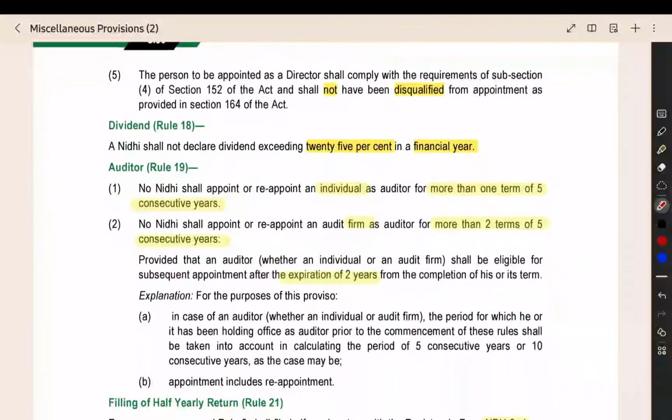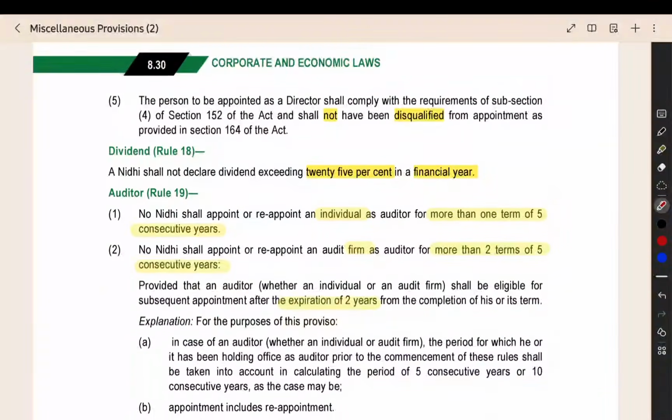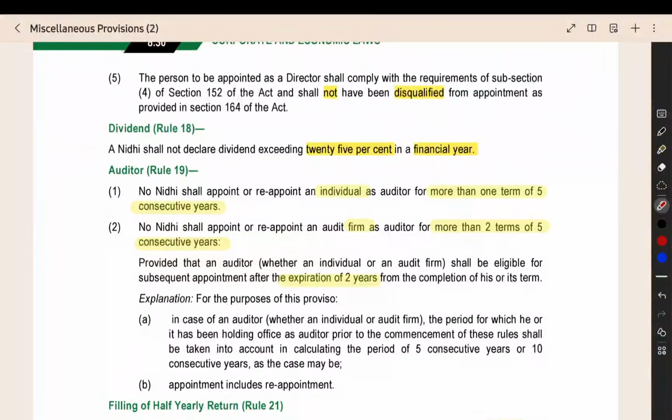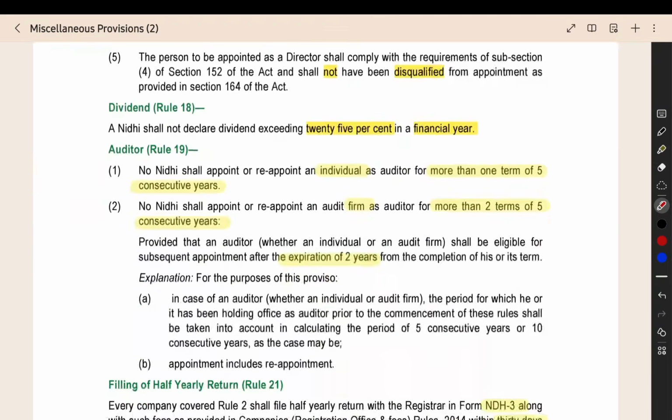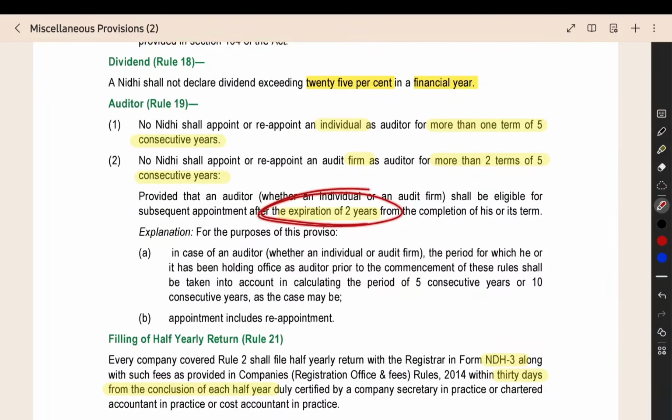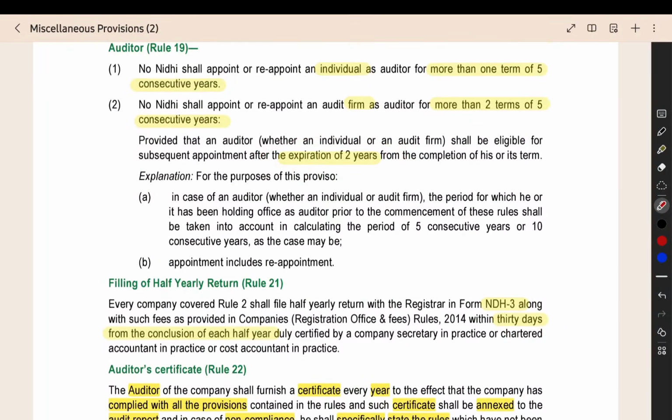So that's all you have completed. Just the auditor provision when you see, that is over. So auditor. No Nidhi company shall appoint an individual for more than one term of 5 years. So, one term, 5 years, you can keep an auditor. If you are keeping a firm, you all know that 2 terms of 5 years, we can keep it continuously. After that, we have to have a cooling period. Here, the cooling period is 2 years. So, they have given that here.